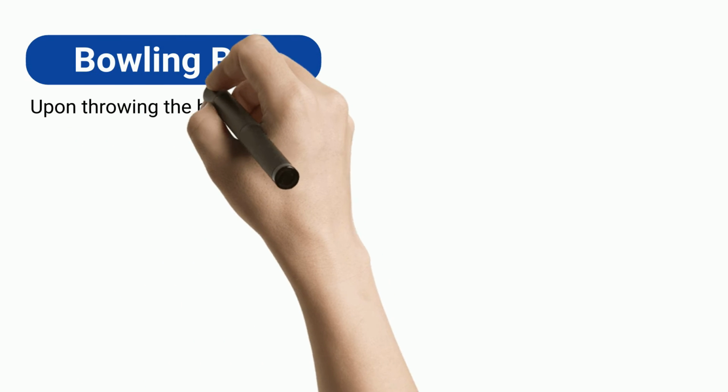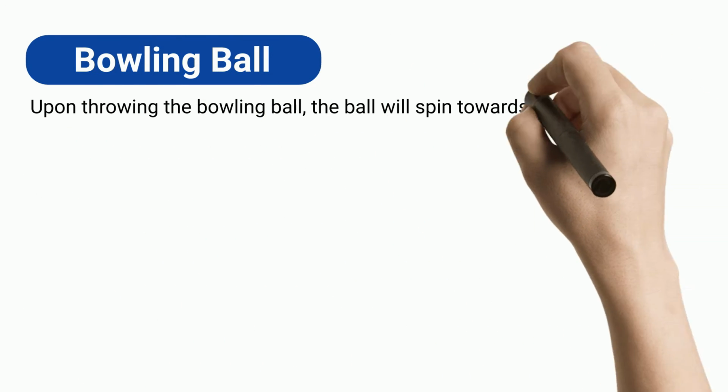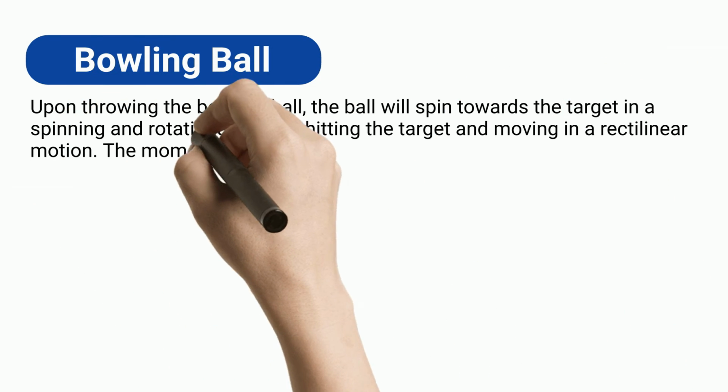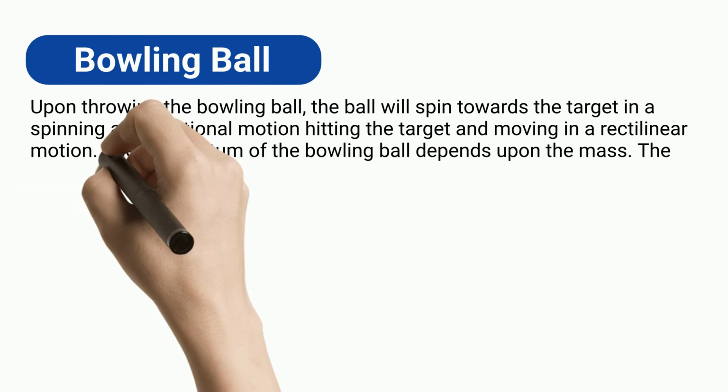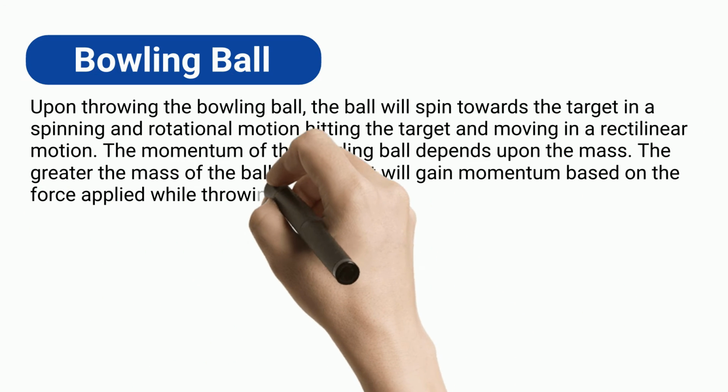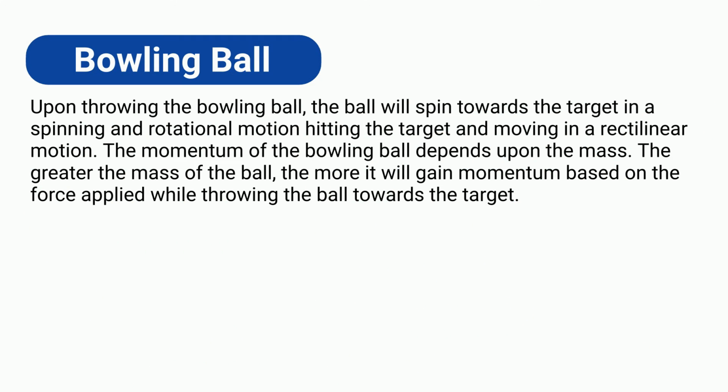Bowling ball. Upon throwing, the bowling ball will spin towards the target in a spinning and rotational motion, hitting the target and moving in a rectilinear motion. The momentum of the bowling ball depends upon the mass. The greater the mass of the ball, the more it will gain momentum based on the force applied while throwing the ball towards the target.